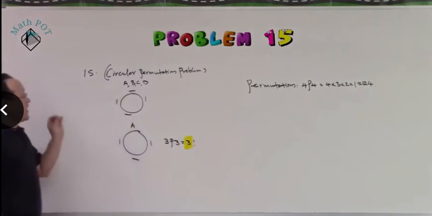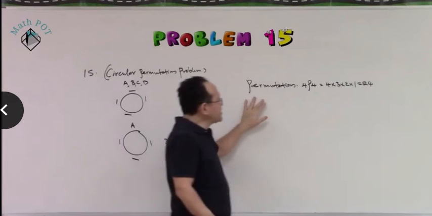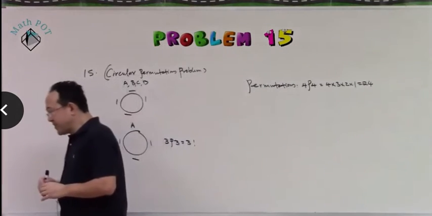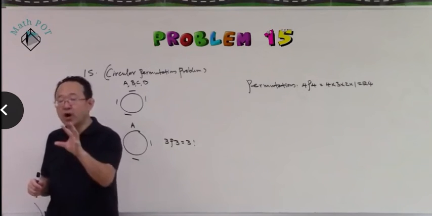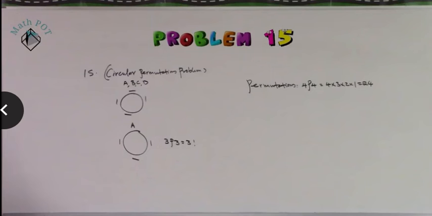So in general, if you have n objects and do the standard permutation, we end up with the answer n factorial. If we do the circular permutation, it is n minus 1 factorial. So make sure you understand the difference. That is how to understand.